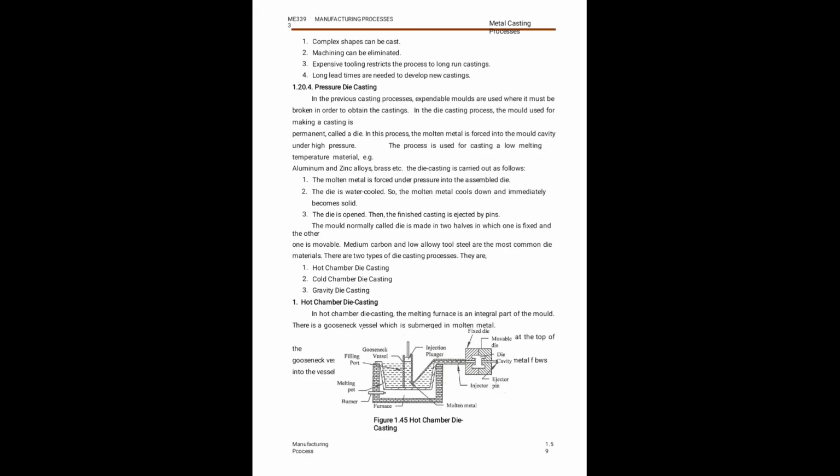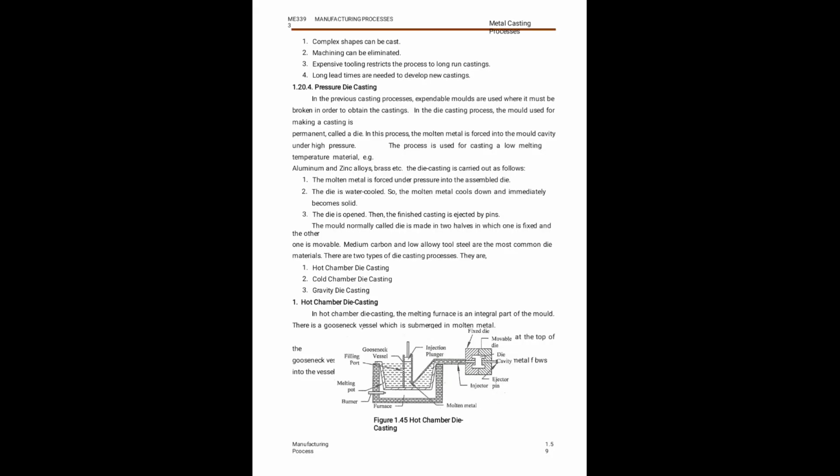The die casting is carried out in the following steps by assembly work. The molten metal is forced under pressure into the assembled die. The die is water cooled, so the molten metal cools down immediately and the solid state is obtained. The die is opened and the finished casting is ejected by the ejector pin. The process is made continuously at a very high rate.